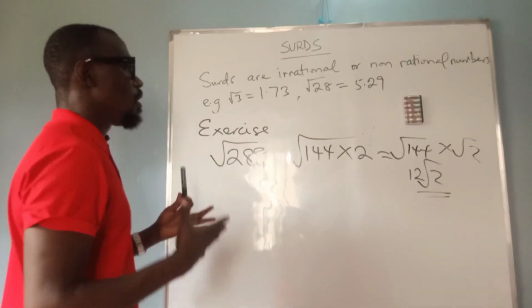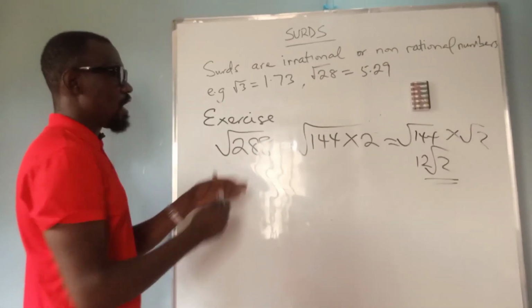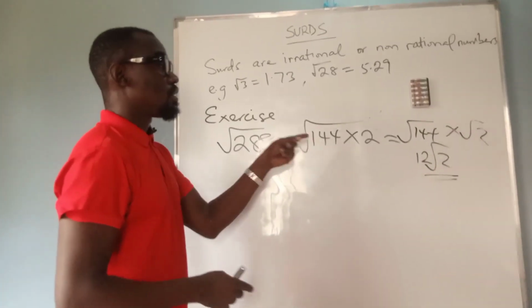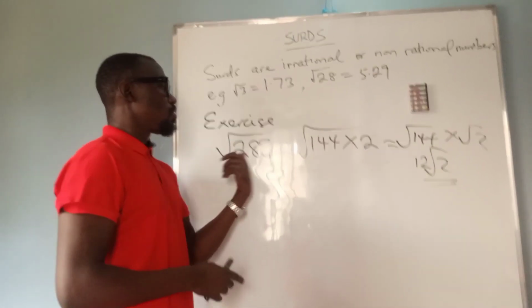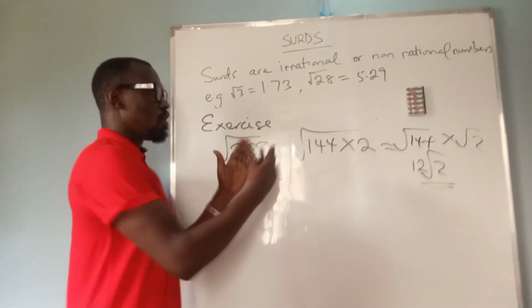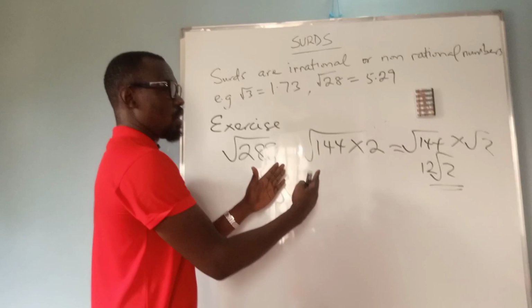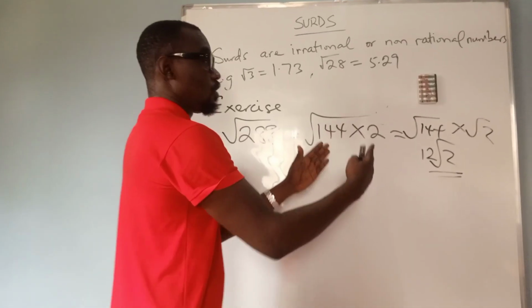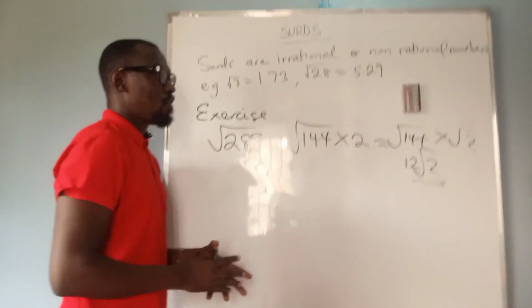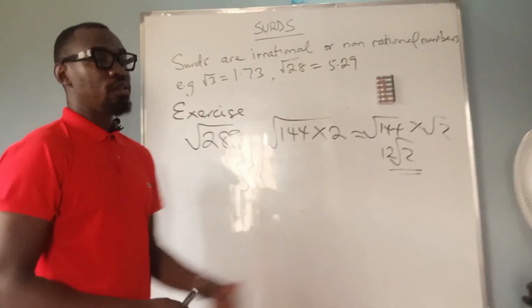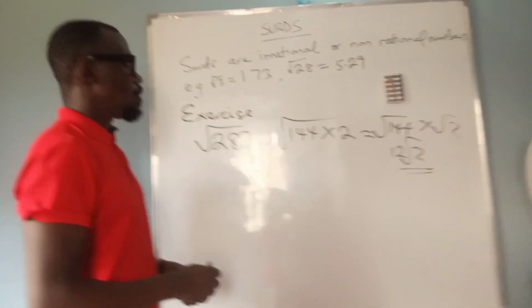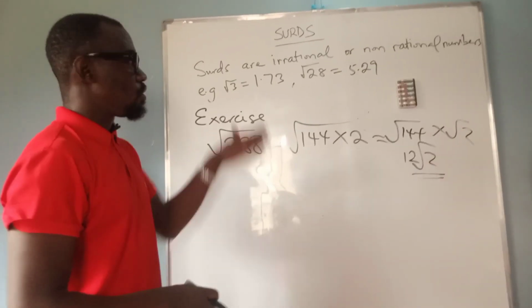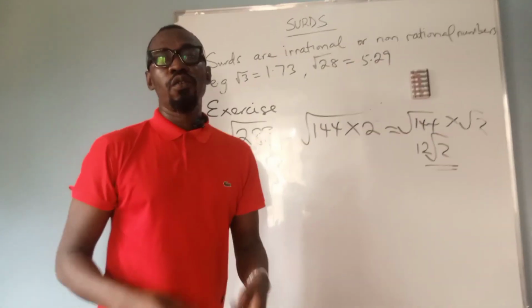So we have to have this at the back of our mind, that when you are asked to solve or simplify surds, make sure you get a perfect square. Then the other number may not be a perfect square. Then you can solve the problem. That is all about simplification of surds.